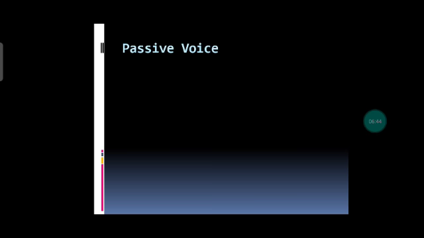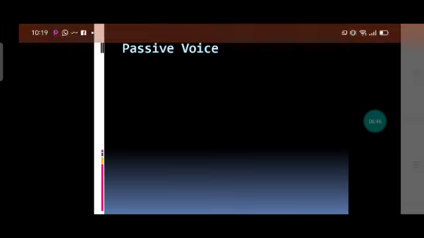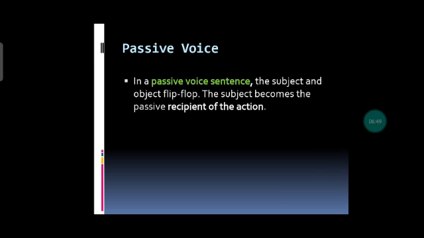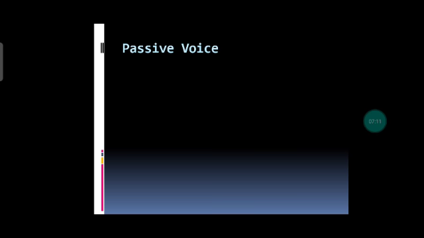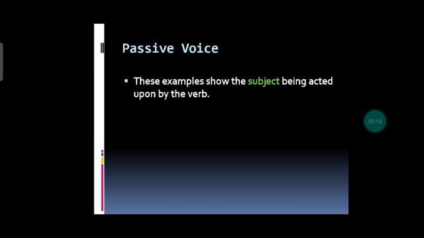But look at the passive voice. In passive voice sentences, the subject and object flip-flop. The subject becomes the passive recipient of the action. Because the subject is being acted upon or is passive, such sentences are said to be in the passive voice. These examples show the subject being acted upon by the verb.